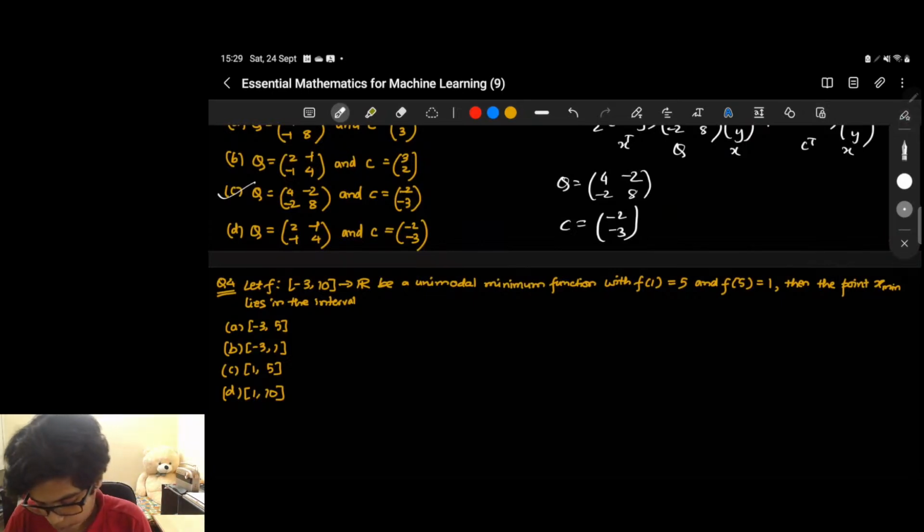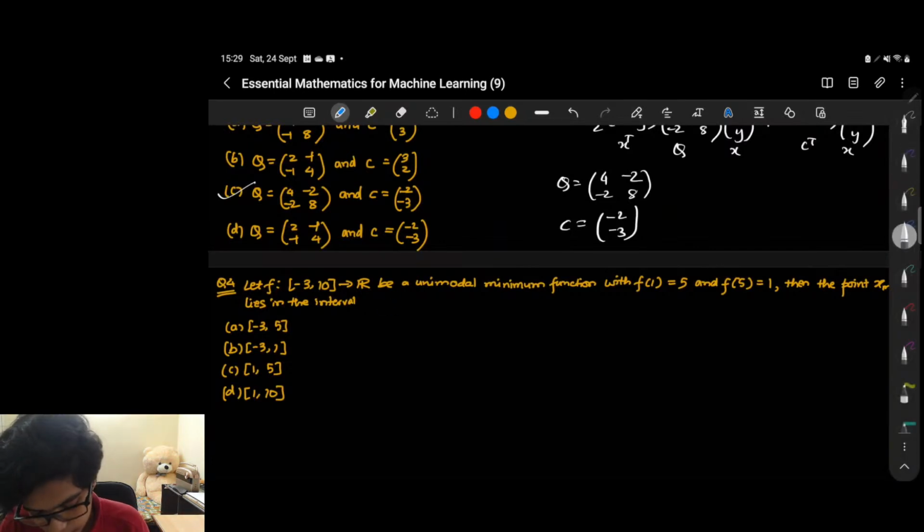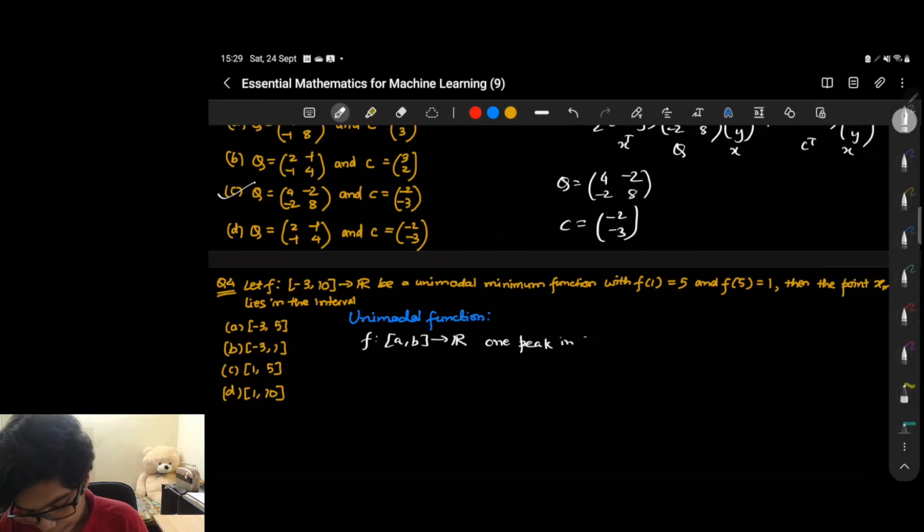Now, from the properties of unimodal functions: unimodal functions are functions defined from an interval [a, b] to the real numbers, and because it is unimodal, they contain only one peak. This one peak in the interval (a, b) can be either a minimum or a maximum, a point of minima or a point of maxima, and this interval is called the interval of uncertainty.